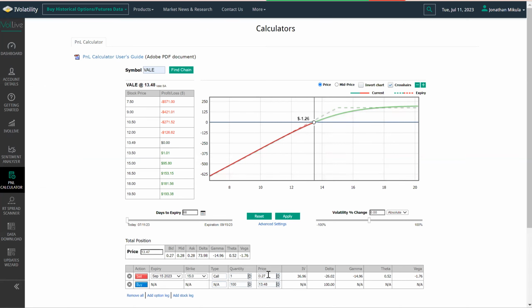call for 27 cents. So what this is saying is we're going to give up any upside from 15 or above because we're capping our upside at 15. But we can make the spread 13.48 to 15, so that's like $1.52. And then we'll also make 27 cents. So if Vale is trading at 15 or higher on September 15th, our whole trade will be called away. But again, we'll make that $1.52 between 15 and 13.48, and we'll make the 27 cents. But what's beautiful about this is instead of having to do all that math by hand, it's automatically calculated for me right here. And it shows it graphically.